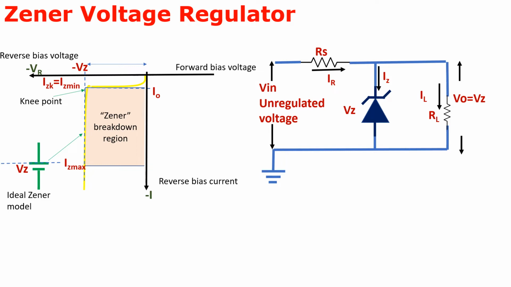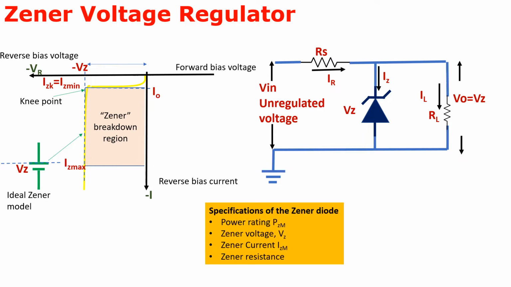In this figure I am showing the ideal diode characteristics. From Iz min to Iz max, Vz is constant. So we can model this ideal Zener diode as a battery of value Vz. As per the VI characteristics, here we are assuming that the Zener resistance is 0.